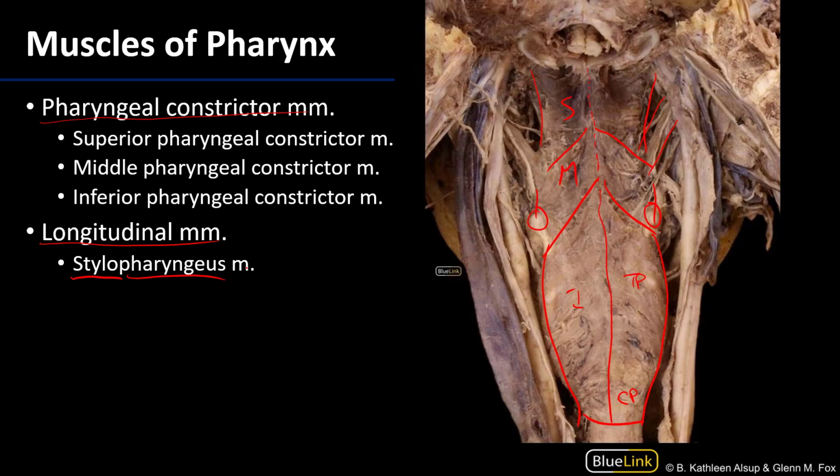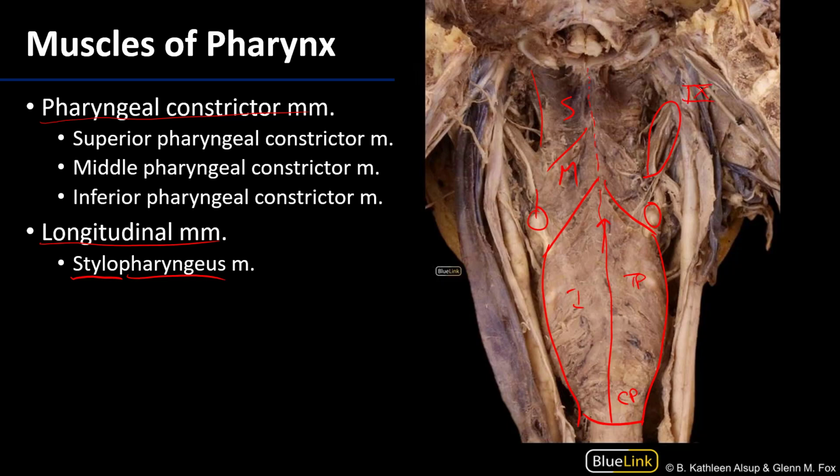When that stylopharyngeus muscle contracts, it is going to elevate the larynx, and by extension, it's going to shorten and widen the pharynx. Now, what's interesting about that stylopharyngeus muscle is that it is the one muscle of the pharynx which is not innervated by the pharyngeal neural plexus. It's innervated by the glossopharyngeal nerve, or cranial nerve 9.